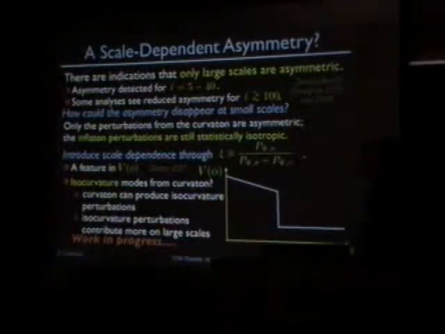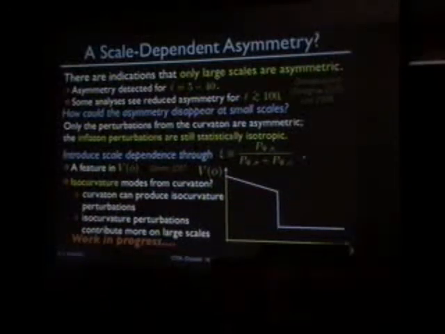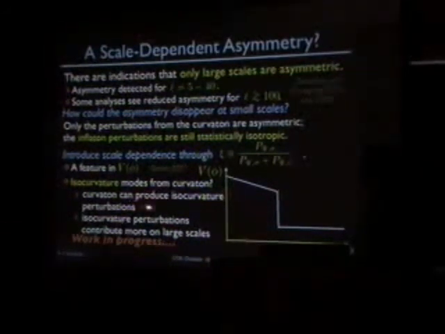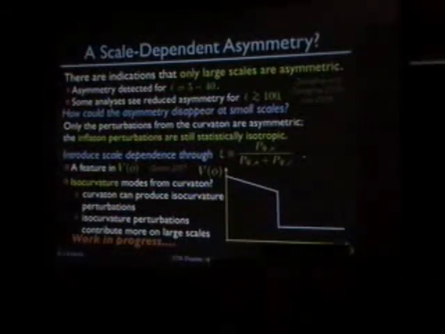We only need about 10% for the 10% modulation in the power. And that's about where the current upper bounds are. So this is work that we're in progress right now of looking at models of isocurvature fluctuations to see if we can make the asymmetry disappear on small scales without resorting to a feature in the potential that looks like this.